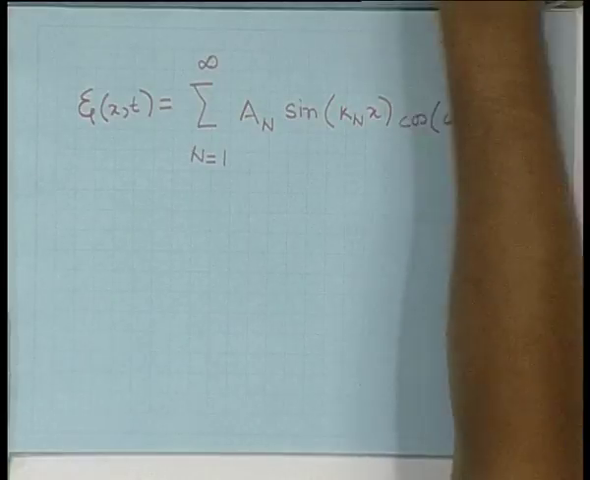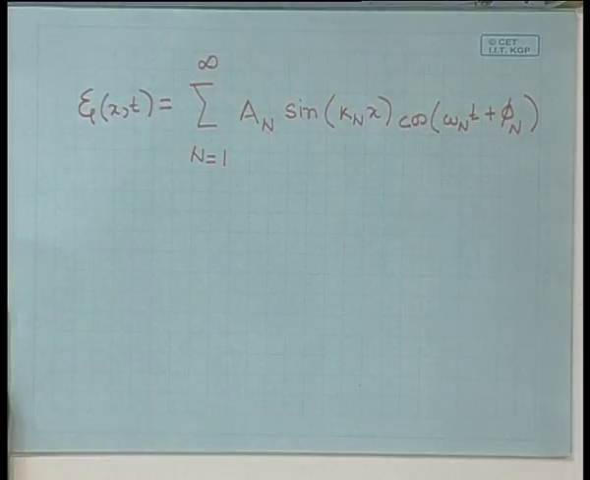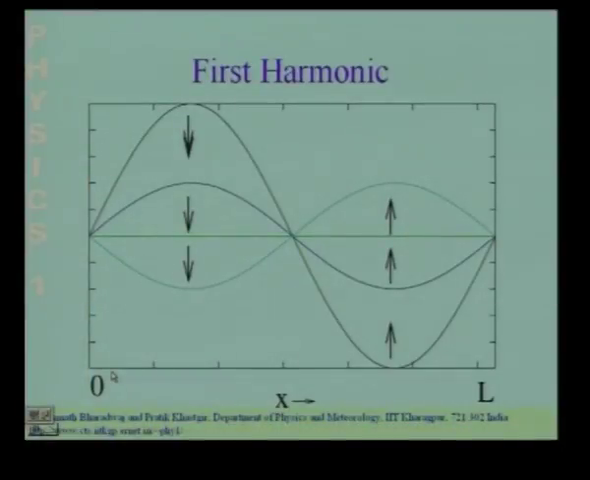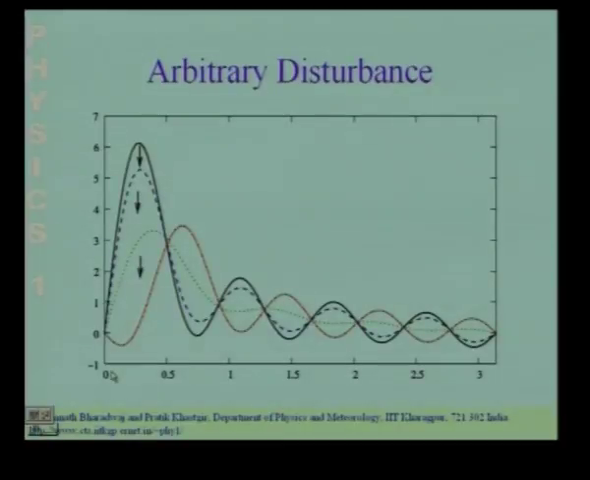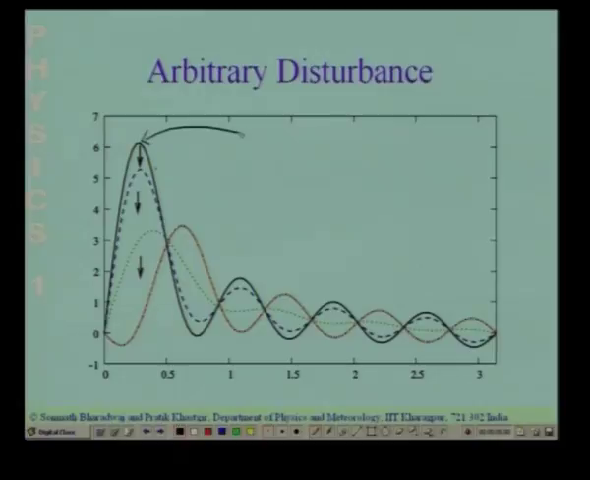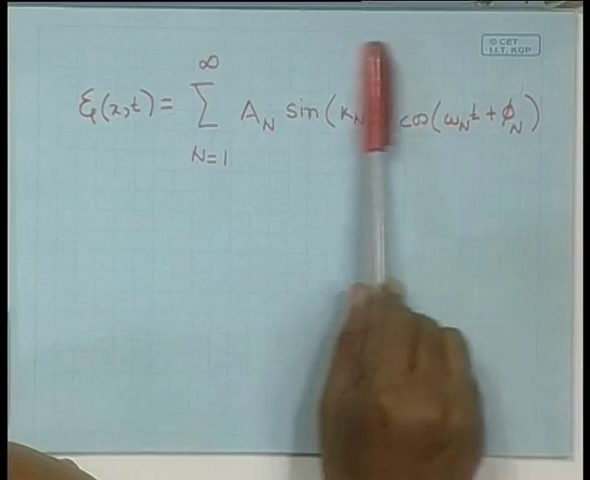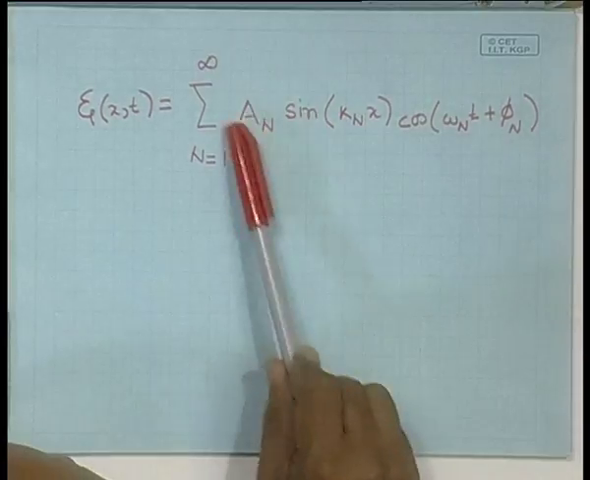So, let me show you one situation. We have a disturbance in a string which initially looks like this. This is the initial disturbance in the string, the black curve over there, and this is a superposition of many standing waves with different values of n, different amplitudes, different phases.